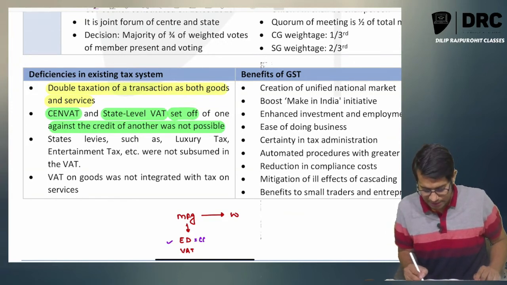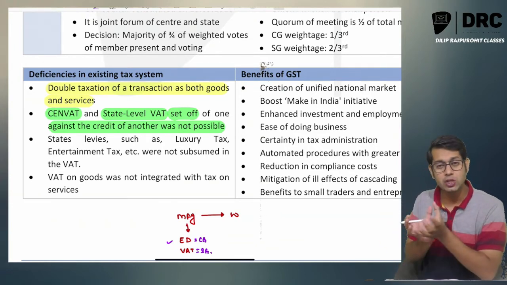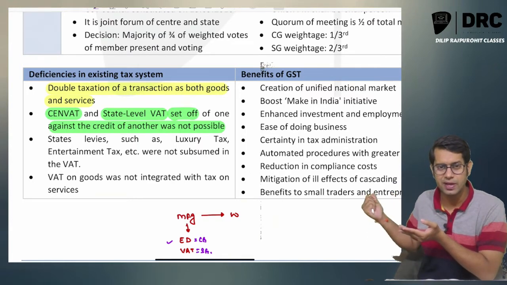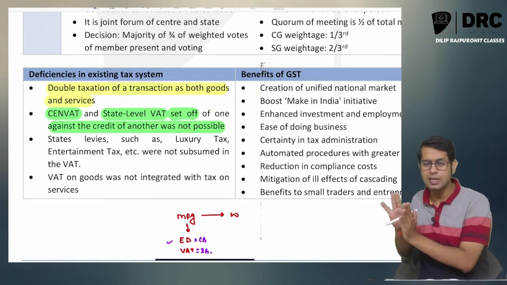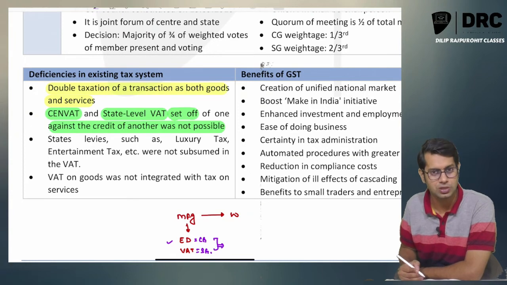Excise duty was collected by central government, VAT was collected by state government. They both were actually value added tax, meaning these taxes were collected only on the value addition which you are making. But one tax was collected by central government and another tax was collected by state government. The set off of one against another was not possible.